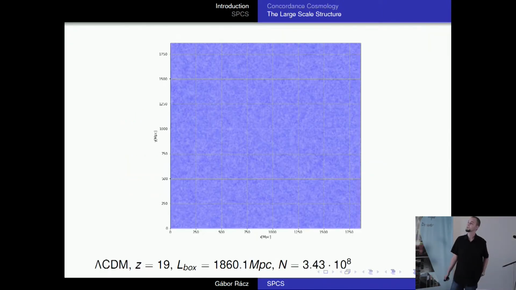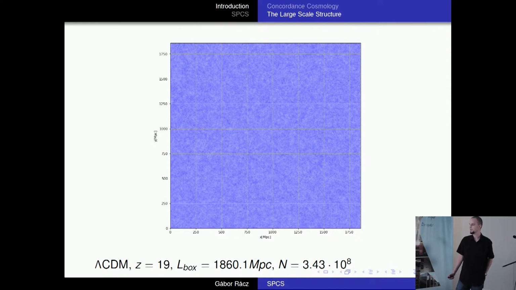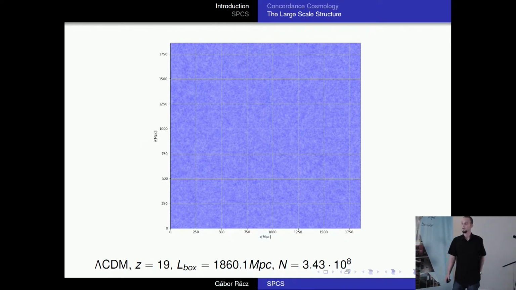So, for example, this is a slice from an initial condition. It's a box of nearly 2 gigaparsec size, and it has 343 million particles. And these are the initial conditions. We use the Planck ΛCDM parameters to generate this.